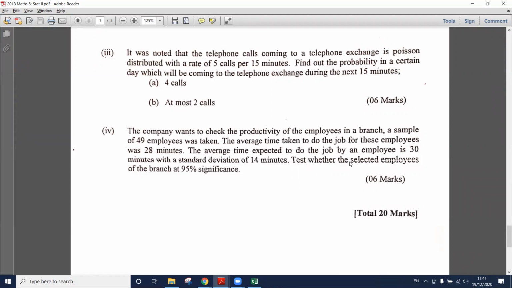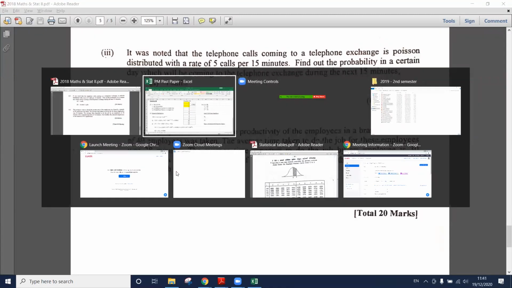Right? Test whether the selected employees of the branch at 95% of significance. Actually this should be the confidence interval. Confidence and significance level are like two sides of the same coin. If we say 95% confidence, it means 5% level of significance. If 90% confidence, it means 10% level of significance. So this is the level of confidence. Okay, so these informations have been given, right? We need to test this assumption.